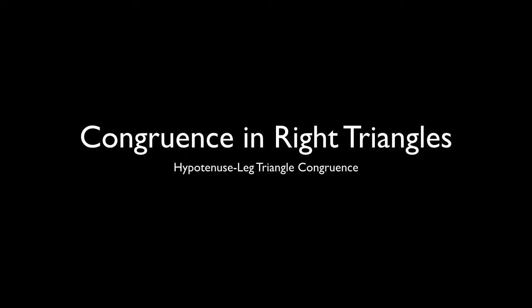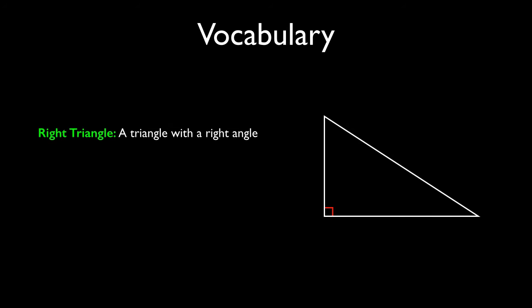We have come to our final lesson on congruent triangles. Today we're going to talk about a theorem that applies specifically to right triangles. Before we begin, I want to make sure you understand some vocabulary. First of all, we need to know what a right triangle is, and that's a triangle with a right angle.